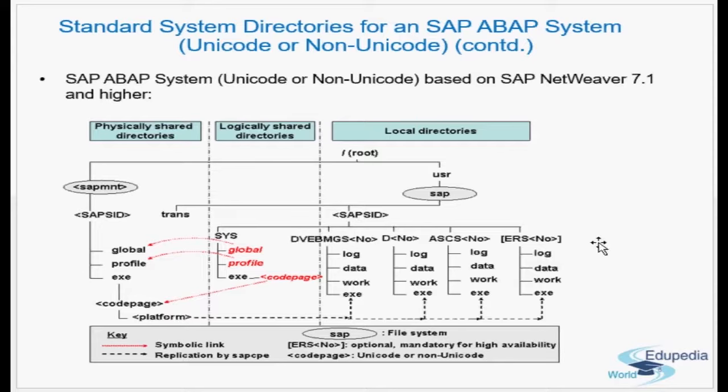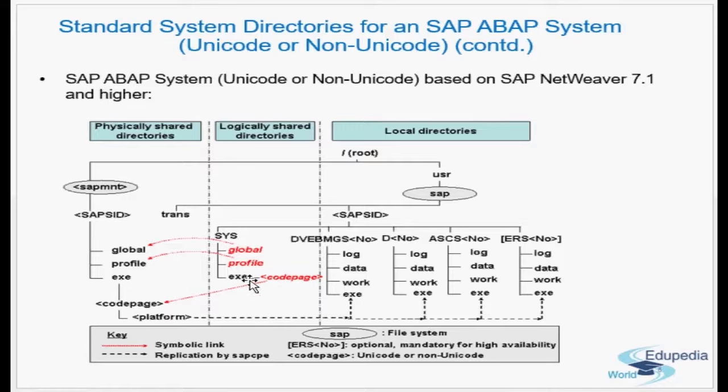ERS is for high availability. From 7.1 and higher systems, SAP has concentrated on high availability. So we have a different instance for that, and for that you have the ERS with the instance number, and you have the respective subdirectories. There also you have log, data, work, exe. The rest is all the same. The major concept remains the same.